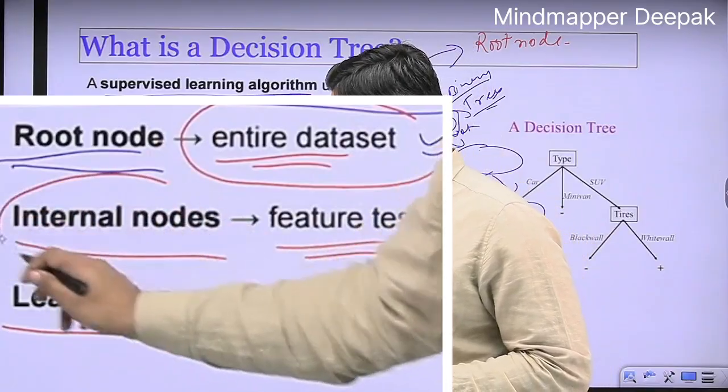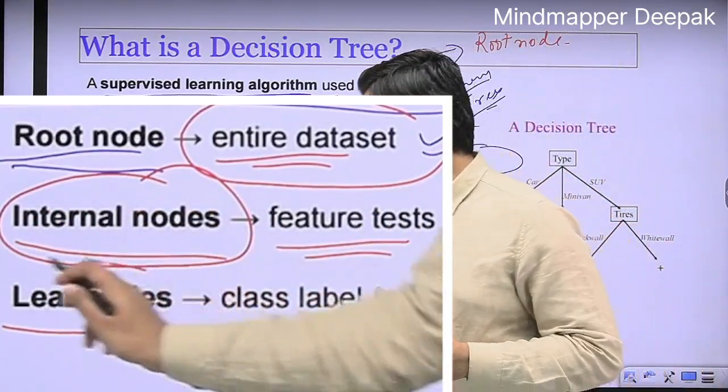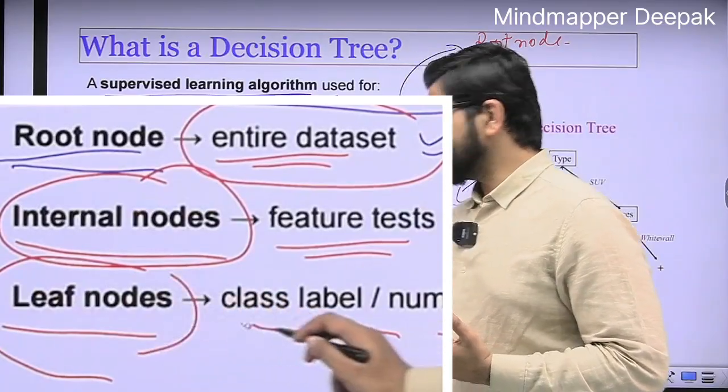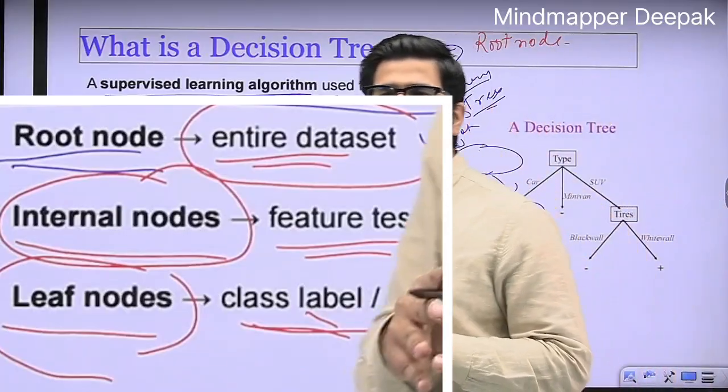Internal nodes are nothing but the feature test. Leaf nodes, whenever I'm using the term leaf node, it means they are nothing but the class labels, the numerical values. I hope things are clear till now.